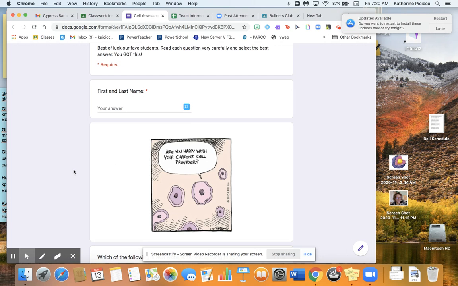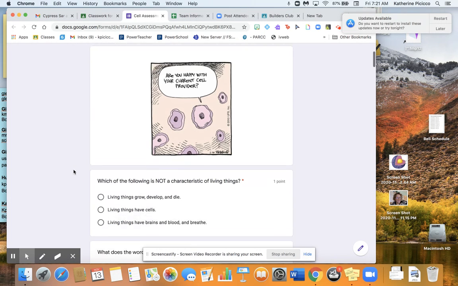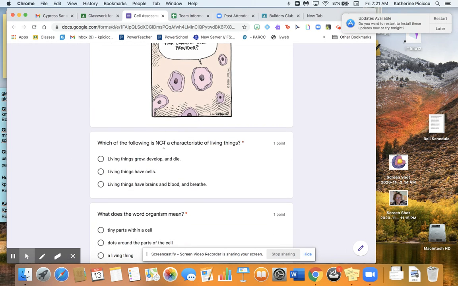Okay, let's start with the first question. Which of the following is not a characteristic of living things? So which one do living things not all have? Okay, living things grow, develop, and die. Living things have cells, or living things have brains and blood and breathe. Which one is not a characteristic of all living things?